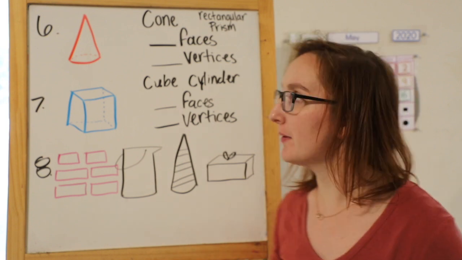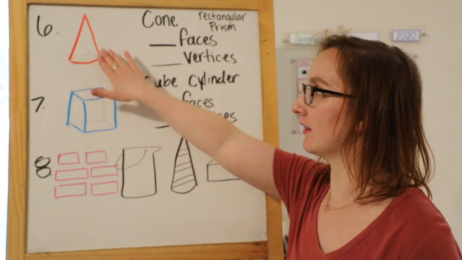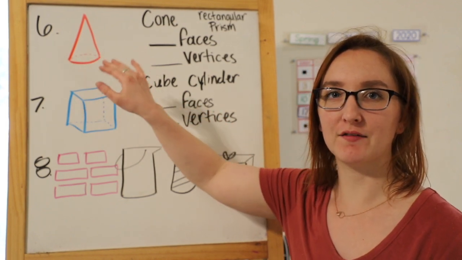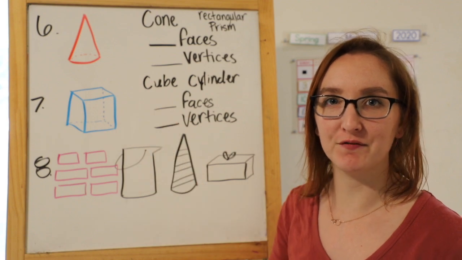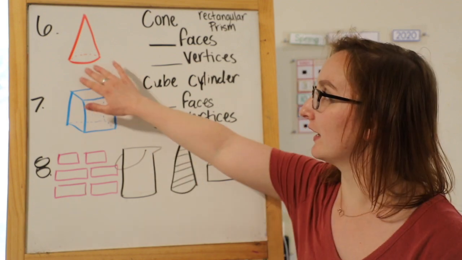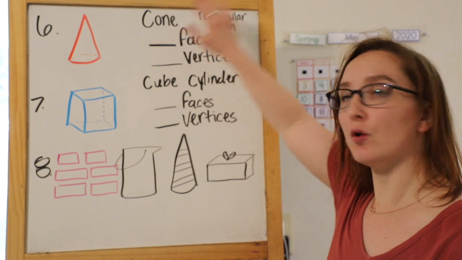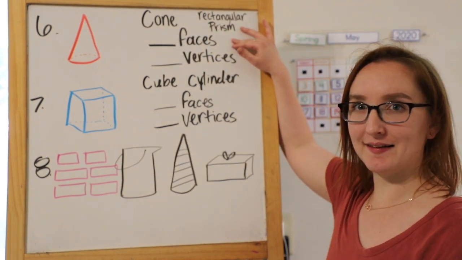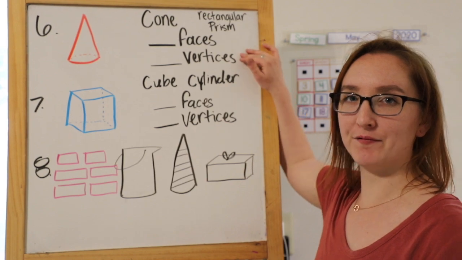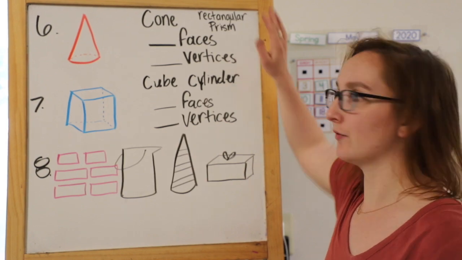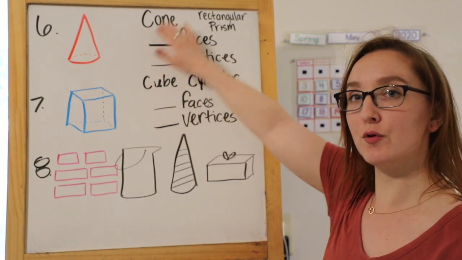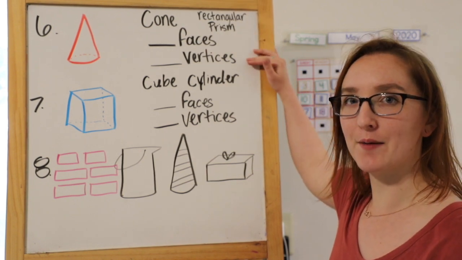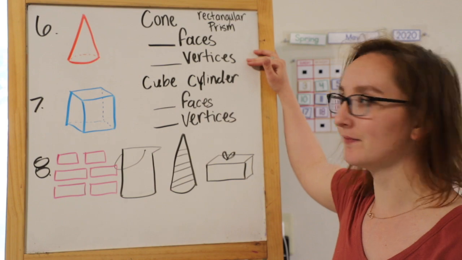So the top of it, we are looking at this shape right here. You need to identify this shape and write down how many faces and how many vertices it has. So look at the shape. Is it a cone or a rectangular prism? How many faces does it have? How many vertices does it have? So look at this shape. Is it a cone or a rectangular prism? How many faces does it have? And how many vertices does it have?